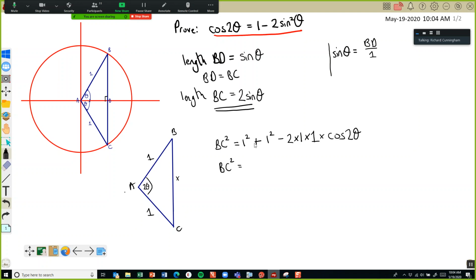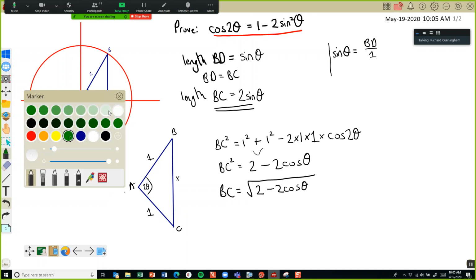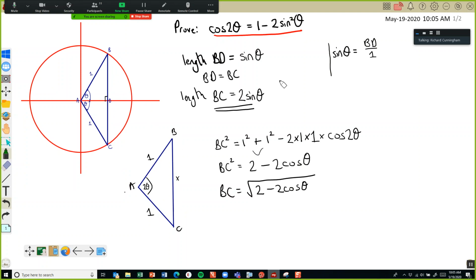1 squared is 1. 1 squared is 1, so this gives me 2. Minus 2 times 1 is 2. So BC squared is this, so BC is the square root of it all. Is everybody okay with that? So we've worked out this length of BC 2 different ways and got 2 different results. What do you think we're going to do next?